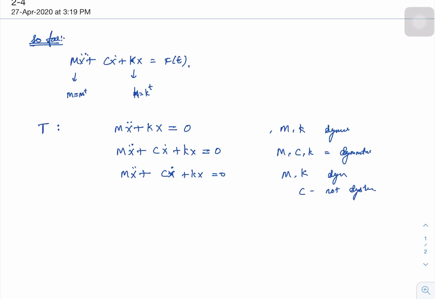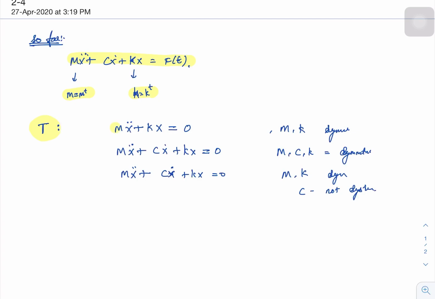So far we have seen the equation m x double dot plus c x dot plus k x equal to f of t, and we said m and k will always be symmetric if you use the Euler-Lagrange formula, that means the energy method. So now we need to find this solution. To find this, we go step by step.